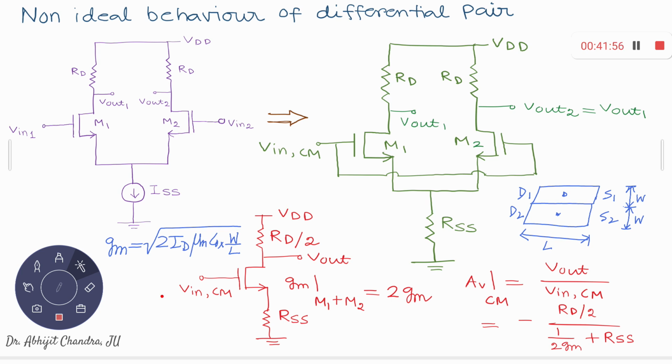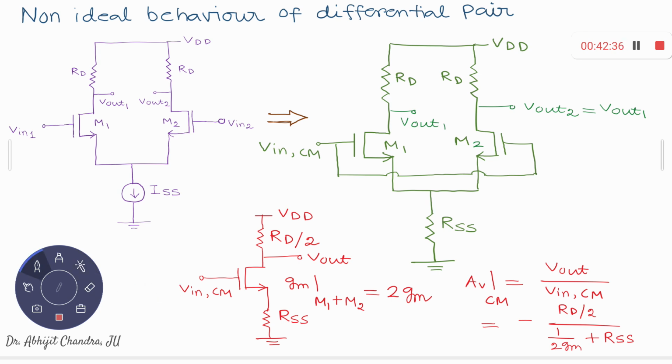So therefore, if you experience some change at the gate over there, you have the corresponding change at the output also. And that ratio, V out upon V in CM, is known as the common mode gain of this particular amplifier. That means if the common mode level experiences some variation over there, it is also reflected at the output voltage. And that common mode gain is nothing but a common source stage with source degeneration, which is minus RT upon 2 divided by 1 by 2 GM plus RSS, as you know.